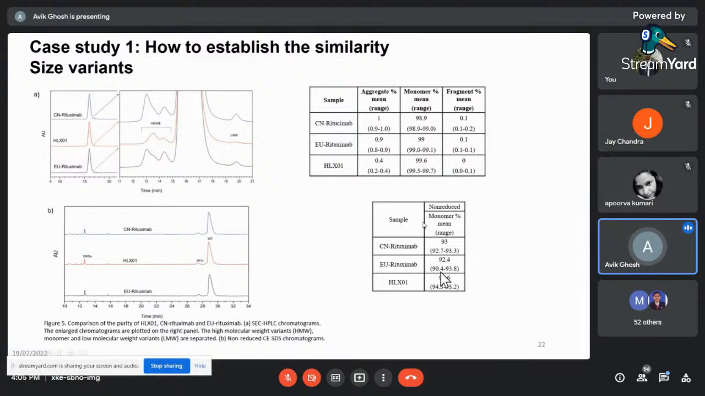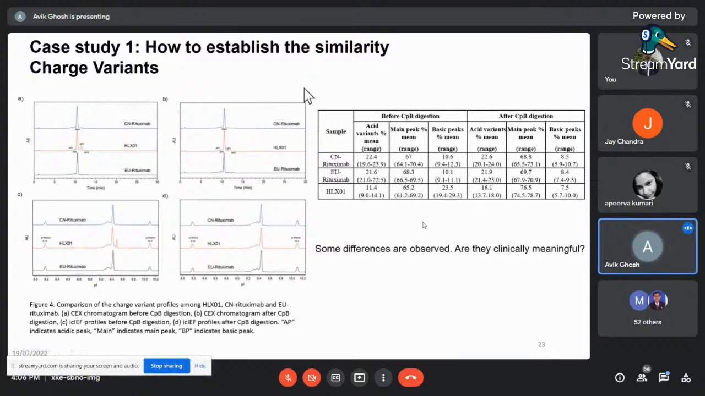So although the monomer range is higher, it is not matching the ranges of these two rituximab innovator products. We don't need to explain anything, because this is again a purity, and basically it is showing this biosimilar product is a little more pure than these two innovator products. Okay, so now going to something where there are differences.